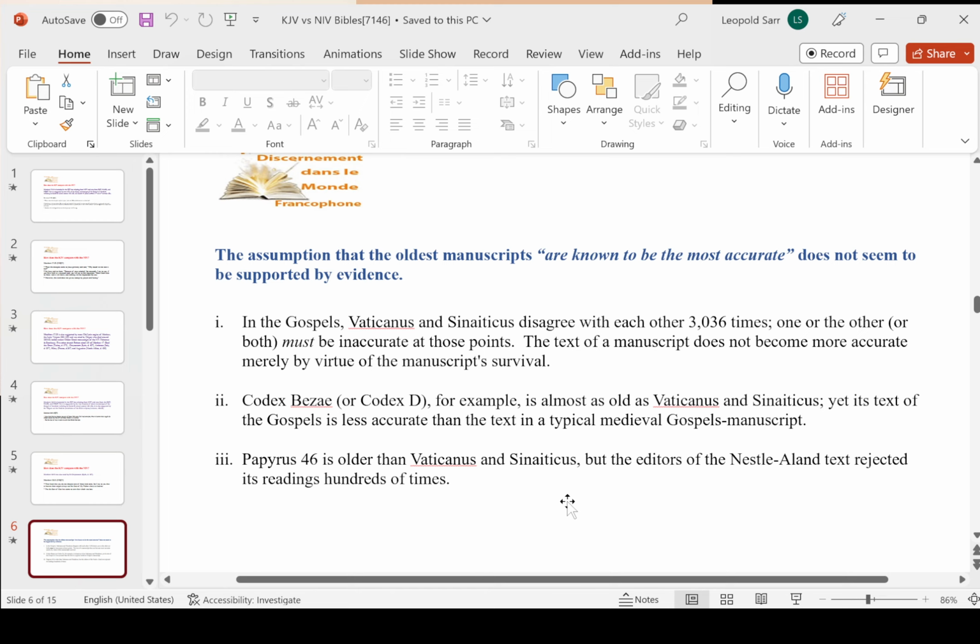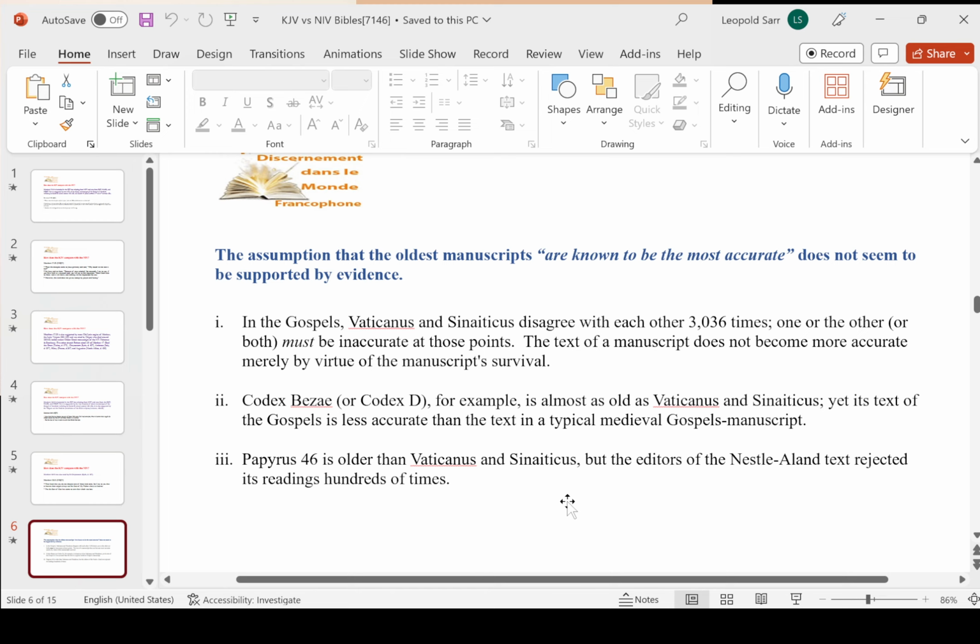And the last argument we can point out: if we take papyri, we have multiple papyri that are dated way before the Vaticanus or the Sinaiticus. Here the editors of the Nestle-Aland text, which is based on the Alexandrian Greek manuscripts of the New Testament, reject all the readings of this papyrus 46, yet this is older than Vaticanus and Sinaiticus. Again, you cannot simply use the age reason as a main factor driving the accuracy of a text and proving that this text is closer to the original.